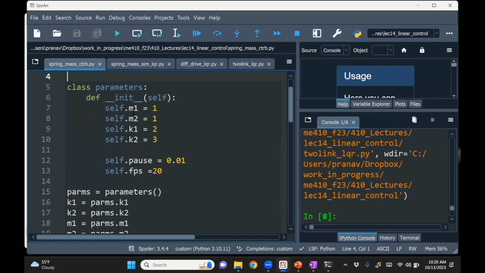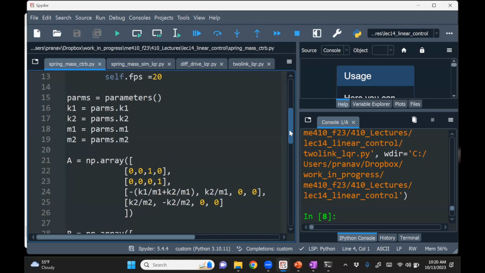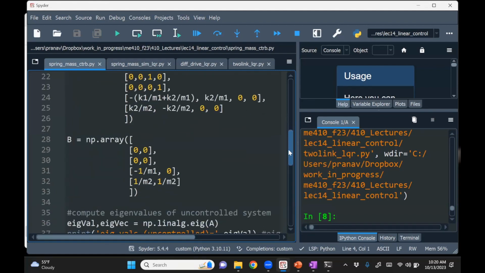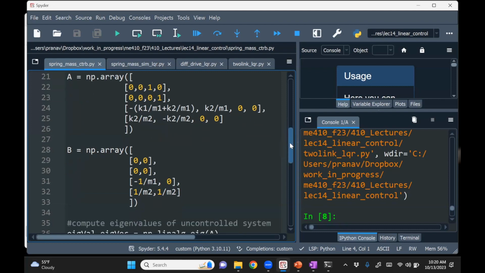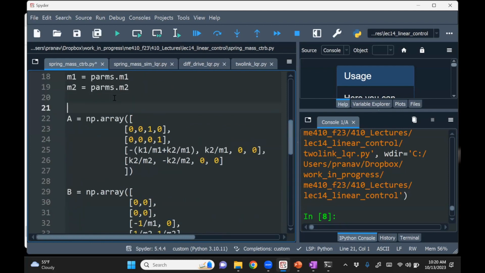This is the spring mass damper, so M1, M2, K1, K2. This is slightly different from what is in the notes. In the notes, my state space X was position, velocity, position, velocity. Here I did position, position, velocity, velocity. So you will see that some of the rows are switched, but it doesn't really change anything as long as you interpret X accordingly.